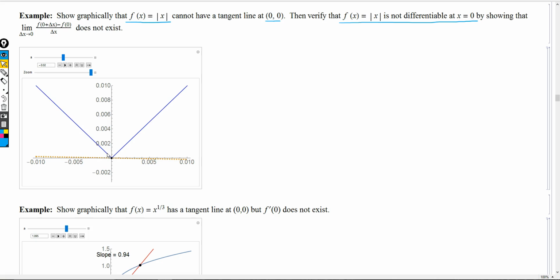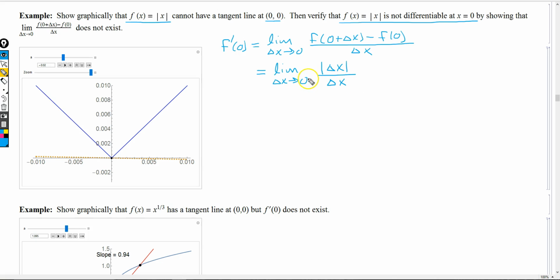Now let's verify analytically that the derivative does not exist. So we have to go back to the limit definition for the derivative. So what if we tried to evaluate f prime of 0? We'll go back to our limit definition, and substituting the absolute value of x in for f, we get this. Alright, so we have to try to evaluate this limit. Well, this limit is not going to exist.